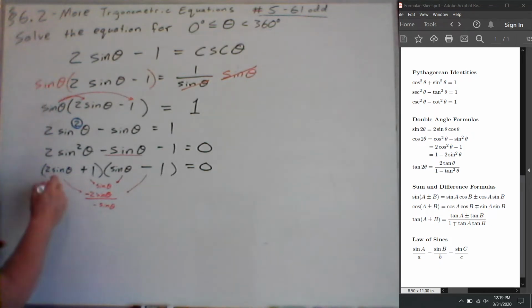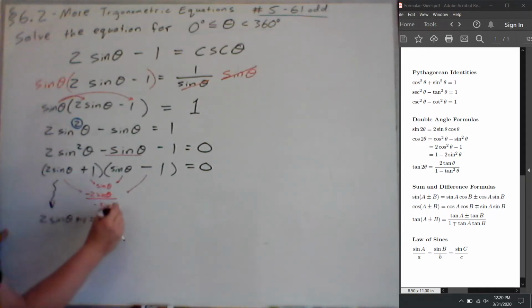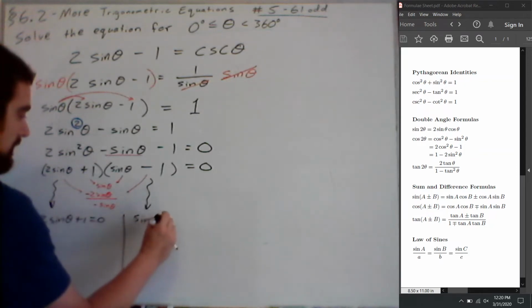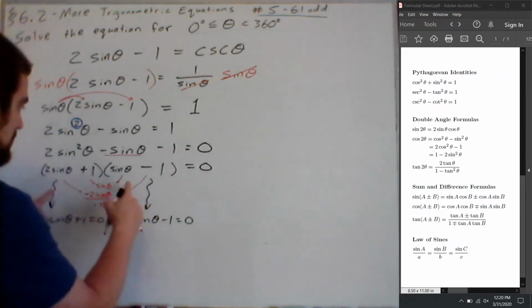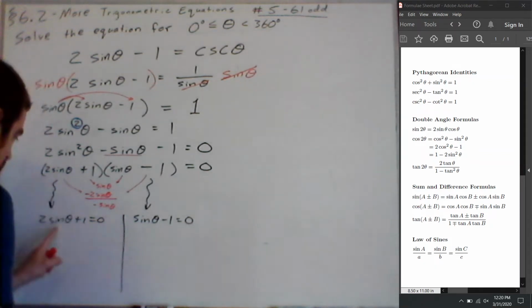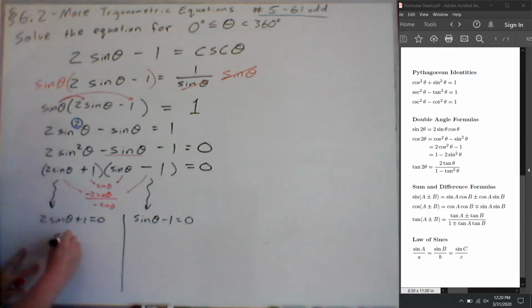How do we move forward? We write this factor, 2 sine of theta plus 1 is 0, or this factor, sine of theta minus 1 is 0. And I'm getting a result of 0 when I multiply these 2 factors. So either one of those factors could be equal to 0, and I'll pick up a really nice solution. Subtract 1 and divide by 2. This one is telling me to go find where sine of theta equals negative 1/2.